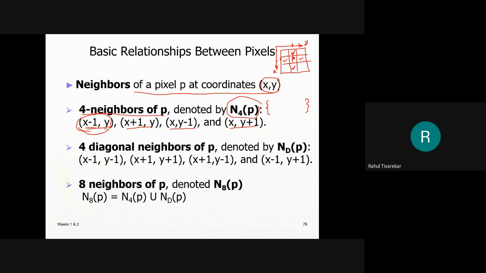So the four neighbors of a pixel p are nothing but the immediate left, immediate right, immediate upper, and immediate lower pixel of that current pixel p. These are called four neighbors. So if I represent a set called N4p, that represents the four neighbors of a pixel p. If you write all these pixels in curly brackets, that set is called the four neighbors of the pixel p.